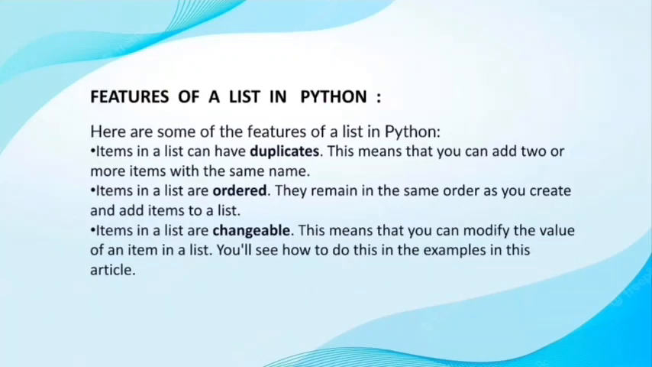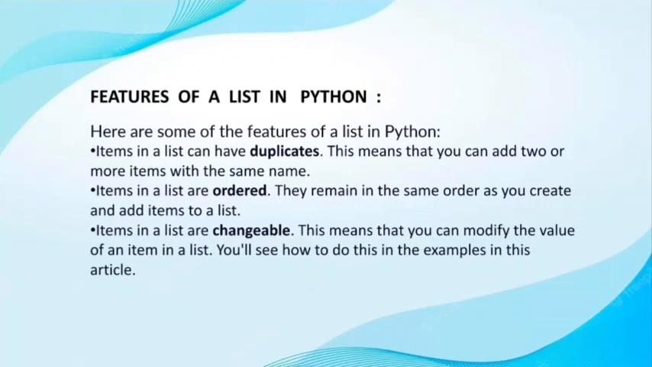Now let us discuss features of a list in Python. Here are some of the features of a list in Python. The first one is that items in a list can have duplicates. This means you can add 2 or more items with the same name.